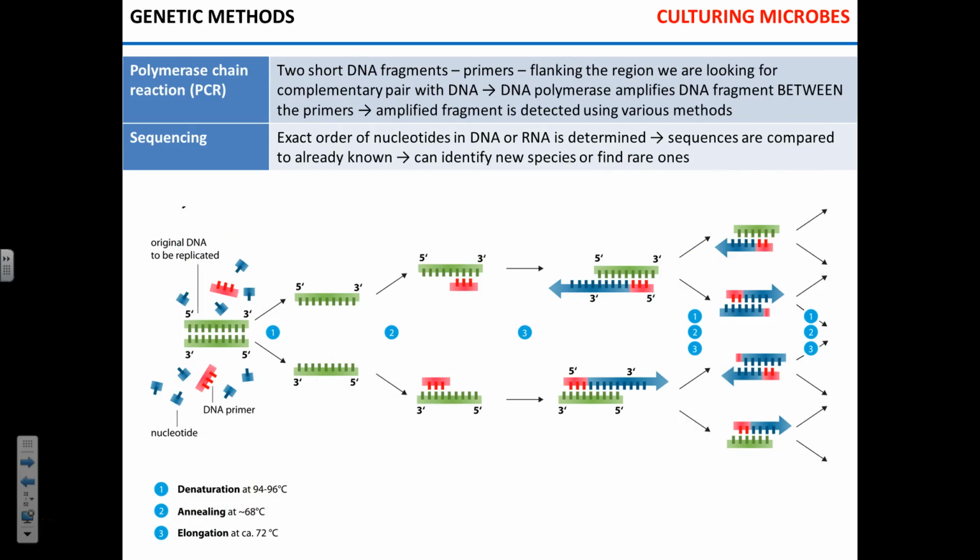Now, the next, and pretty much the last method for identification, is genetic. When I say genetic, it means that we're dealing with the DNA, or in some cases RNA. Well, we're going to chat about DNA here. How many of you have heard of PCR, polymerase chain reaction? Good, awesome, terrific. Polymerase chain reaction.